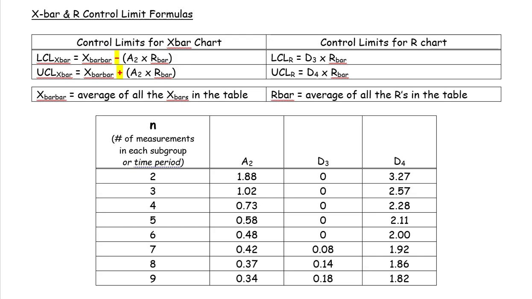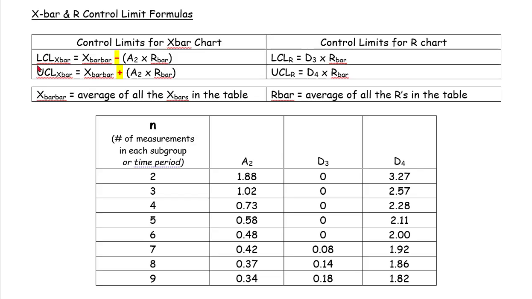In this segment, we're going to talk about how you actually calculate the control limits for the X bar and R chart, as well as the middle values, the X bar and the R bar lines. So the control limits for the X bar chart, which again is just the average chart, is as follows.